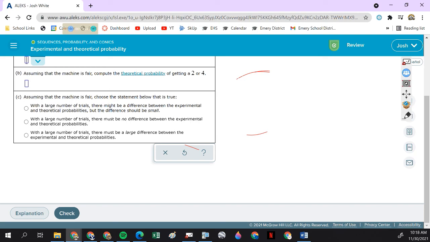With a large number of trials, there must be no difference between the experimental and theoretical probabilities. If we play this game a lot of times, does that guarantee that the experimental and the theoretical will be equal? No. With a large number of trials, there must be a large difference between the experimental and theoretical probabilities. No. The more times you play, the closer they should be. So the answer is the first one.